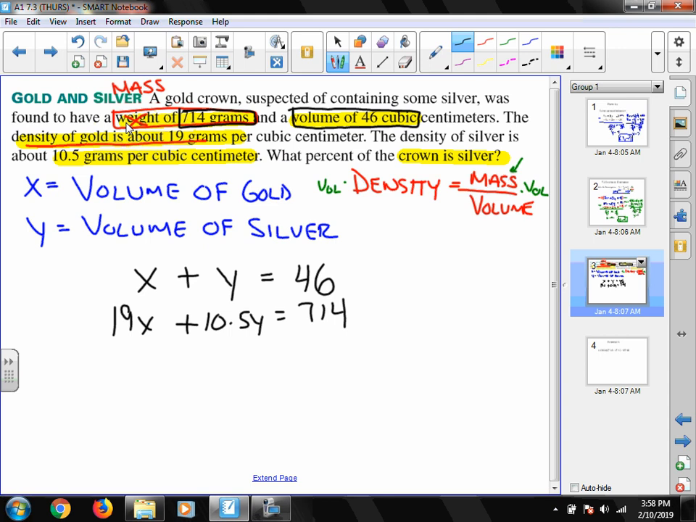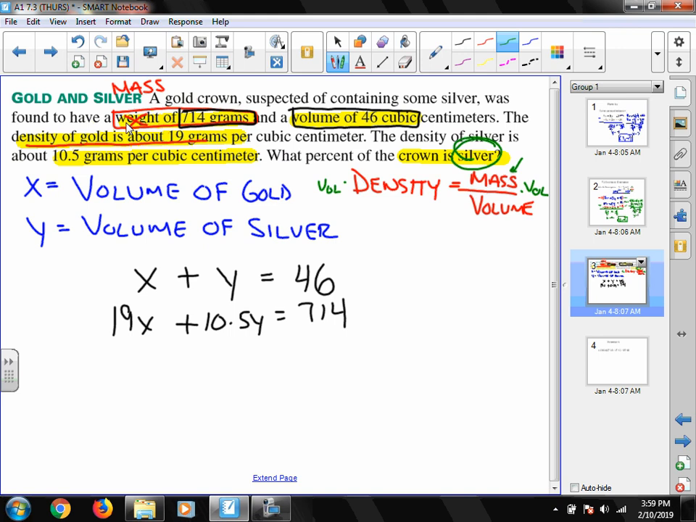Now I have two equations, and just because we're working with elimination, I know this one does set up nicely for substitution as well, but it works with elimination too. So if I am concerned with how much of the crown is silver, that becomes important. I don't care how much of it is gold. That means I want to solve this for y.